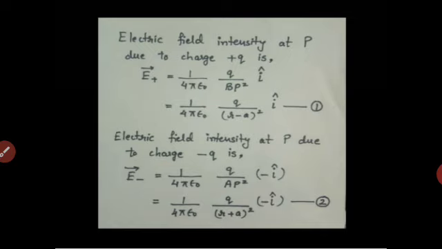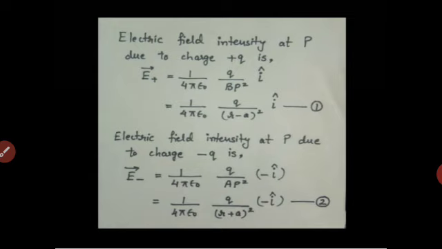The electric field intensity at P due to charge plus q is E equals 1 upon 4 pi epsilon naught q upon BP square i cap. i cap gives us the direction of the electric field, which is here towards the positive x-axis. So we get equation 1. Similarly, we write the equation for electric field due to negative charge, that is minus q. Here the electric field is acting in the opposite direction, thus we write the direction with minus i cap, which indicates the field is acting along the negative x-axis.